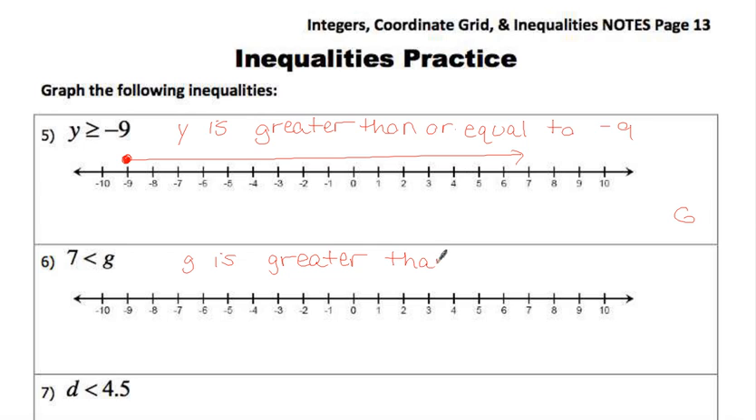than 7. Now, are we equal? No, so we don't have that closed fist, so we're going to come to 7 and we're just going to put a placeholder. It's not equal to 7, but we have to put a placeholder there to know where we're going to start from. G is greater than 7, so I have to make my arrow go to the greater side of the number line. Where are the greater numbers than 7? They're this way.